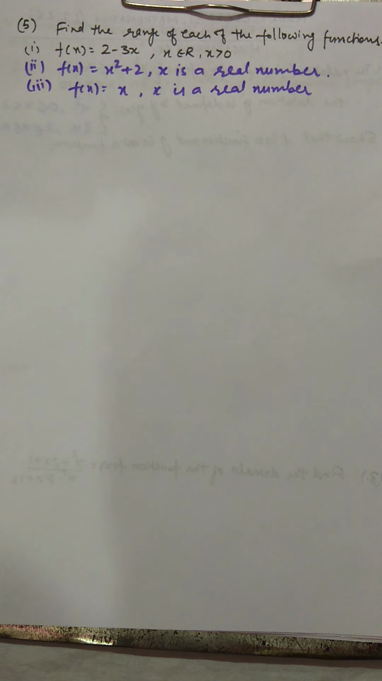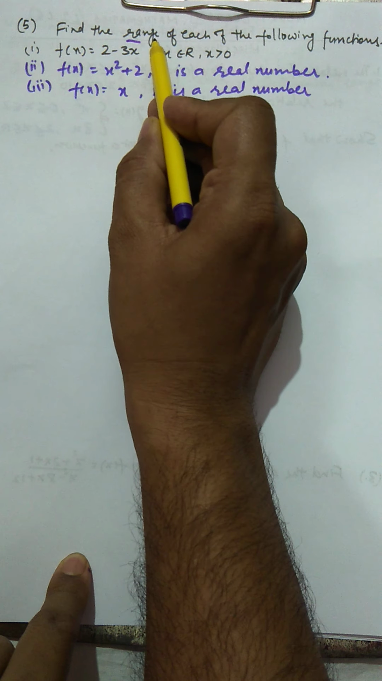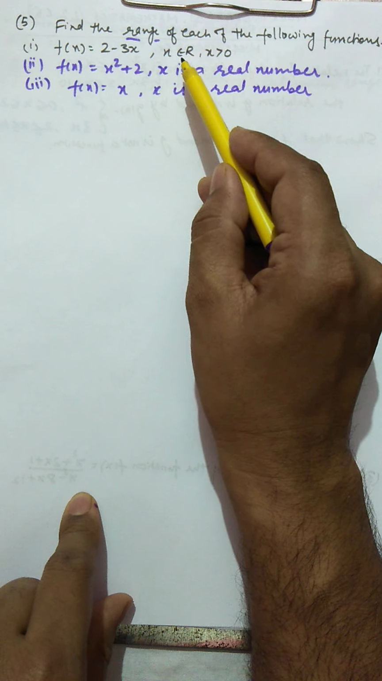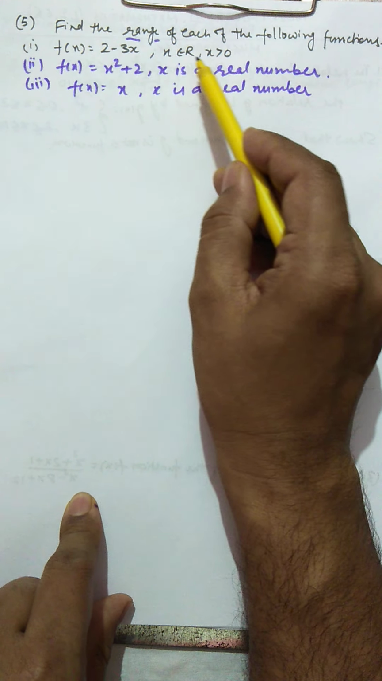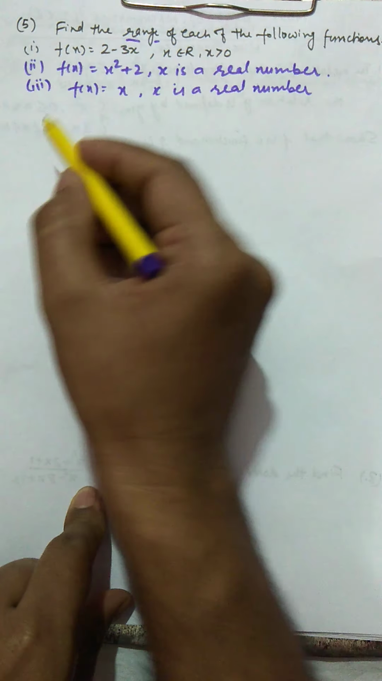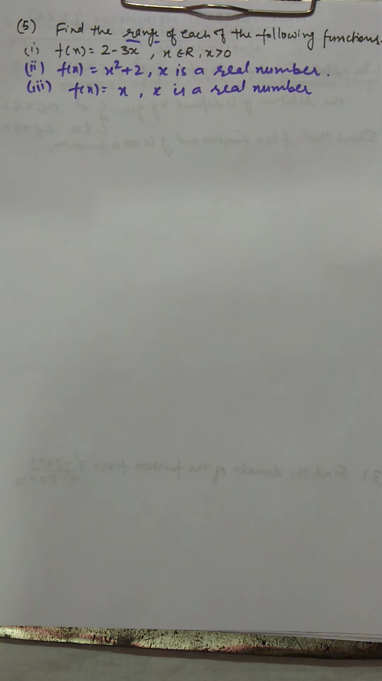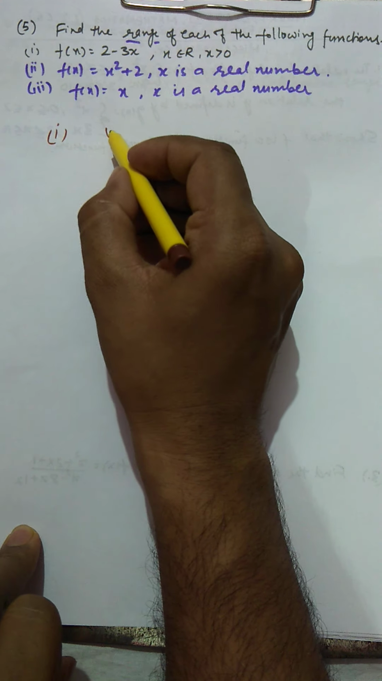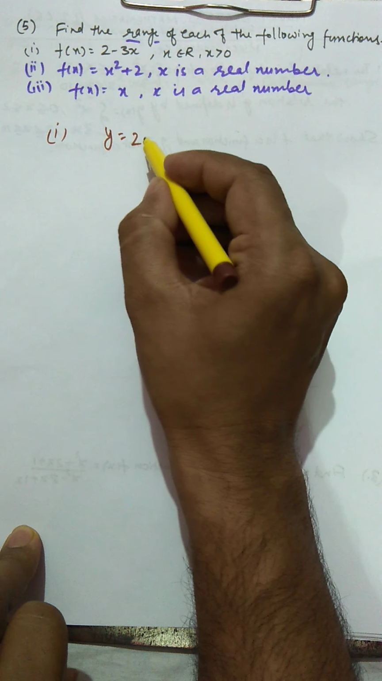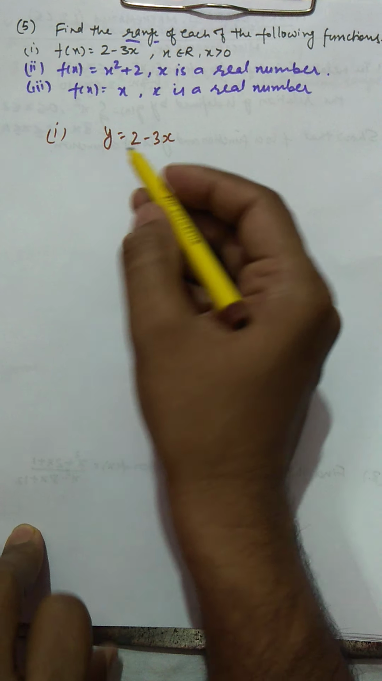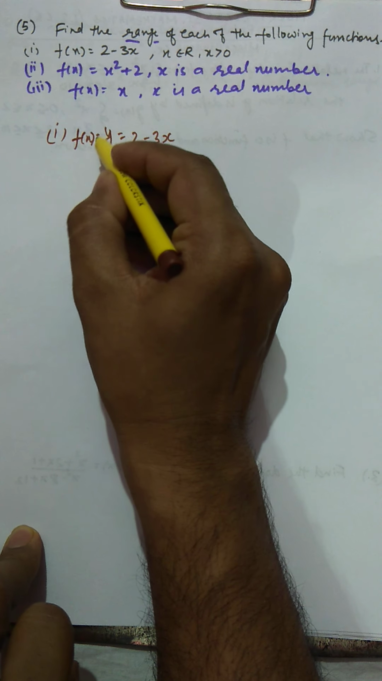Now question number 5. In this question you have to find the range. This time the domain is given, meaning whatever values of x are given: x belongs to R, x greater than 0. It means this is your domain and you have to find the range. For part 1, we'll write y equal to 2 minus 3x. You can write this as f(x) also, no issue.